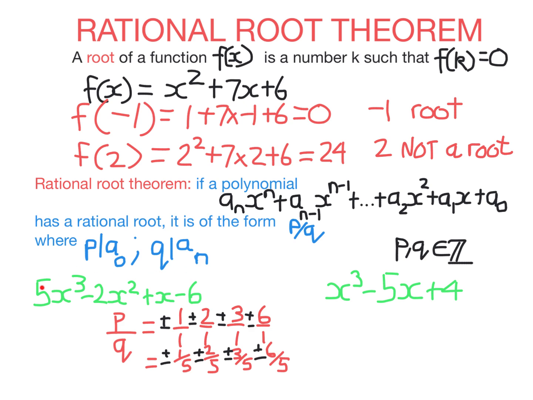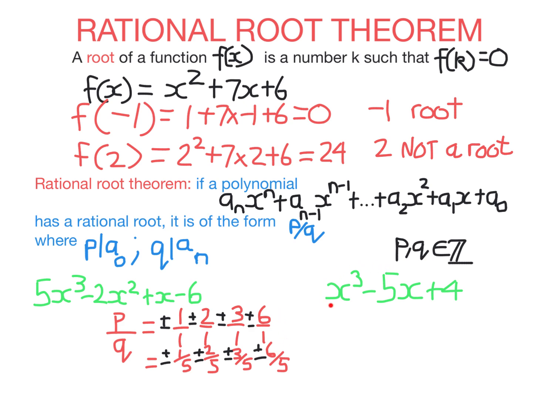Now, it may be the case that this polynomial doesn't have any rational roots at all. It will certainly have at least one root. Cubics always do, but it may be irrational. But this just narrows our scope when looking for rational roots.